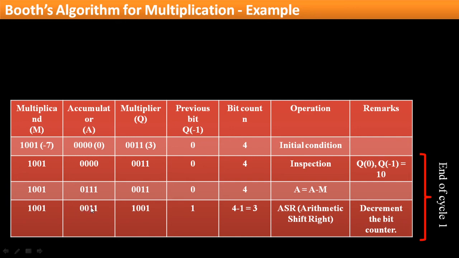Then 1 will be here. Then this 1 will be here. This 1 will be pushed here. Similarly, this will be pushed here. This will be pushed here. And this 1 will be here. And this 1 will go to the Q minus 1 section.